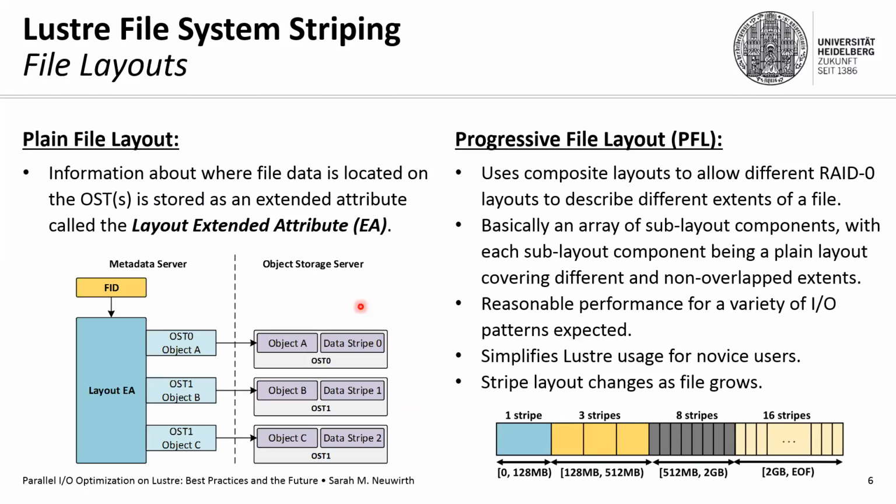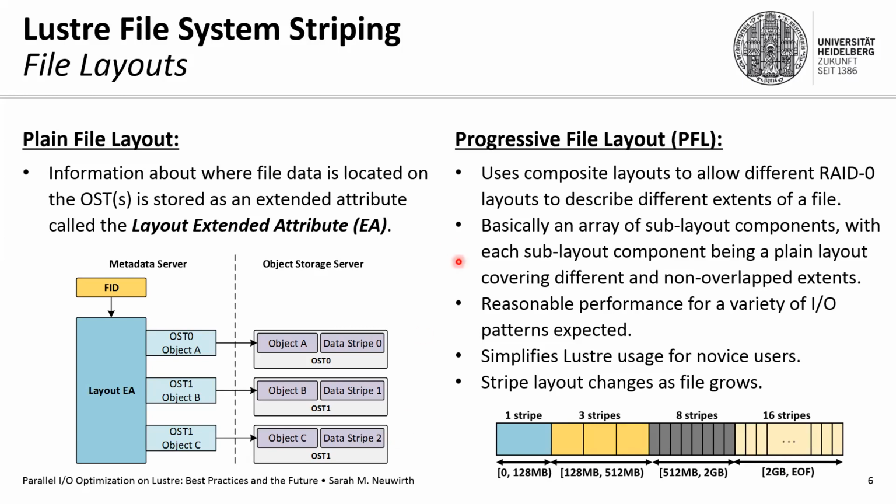Another important basic about the Lustre file systems is the file layouts supported by the Lustre file system. Originally, Lustre only supported the so-called plain file layout. The plain file layout is basically the example that was displayed on the previous slide, where you have a file, and the file is being divided into equally sized chunks and then distributed over a specified amount of object storage targets. Usually, the information is stored in a structure that is called layout extended attributes, which are basically pointers towards where the data is actually located in memory.